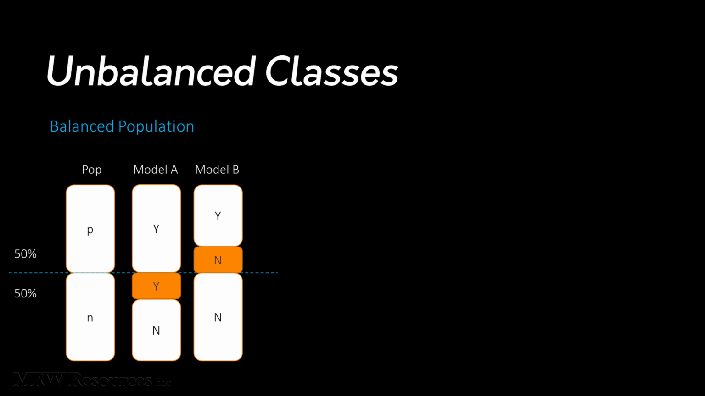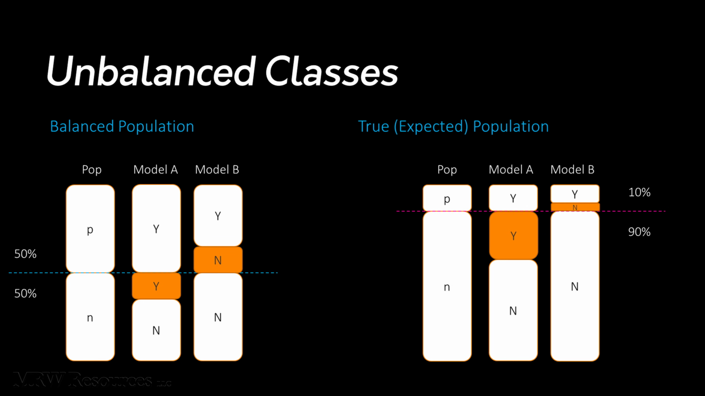Now, if we truly expect our population to be split 90-10, we can visualize our models' performance while keeping the rate of false positives in Model A and false negatives in Model B the same. We see that the block representing false positives is now a good deal larger for Model A, while the block of false negatives is much smaller for Model B.